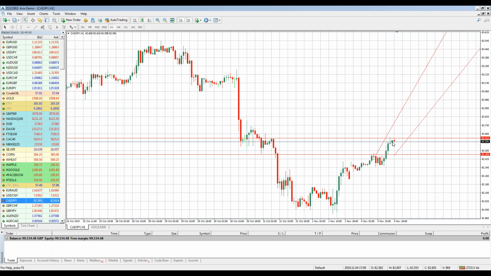Easy move. One lot position would have paid really nice. Okay, or whatever size is right for your account. I'm not telling you should trade one lot. I'm just saying a one lot position would have paid nice.